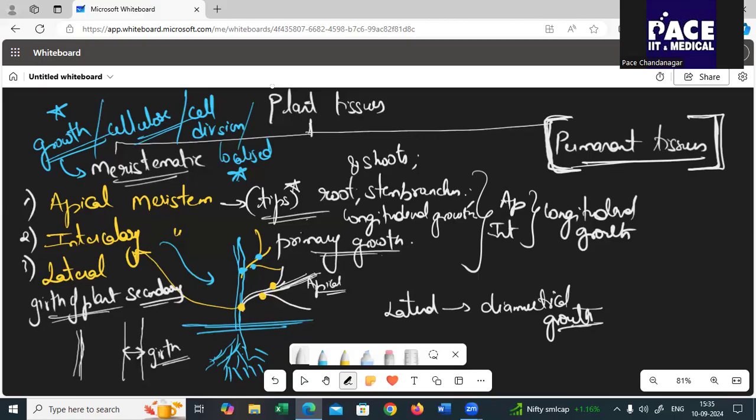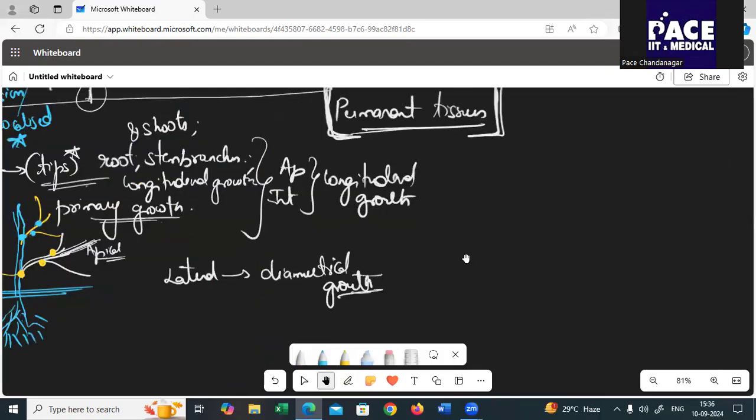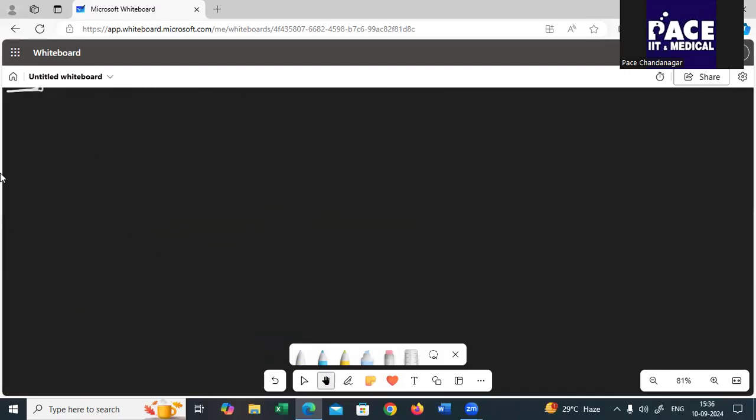So now please make a note of this. Plant tissues are mainly divided into two categories, which are meristematic tissues and permanent tissues. In the meristematism, we have apical, intercalary, and lateral. So now let us talk about the permanent tissues. Okay, I am moving on with my screen now. Please write it down properly. Okay, now coming up with my permanent tissues in detail.